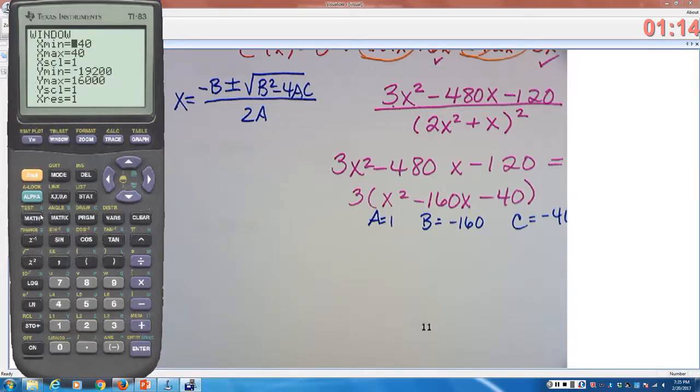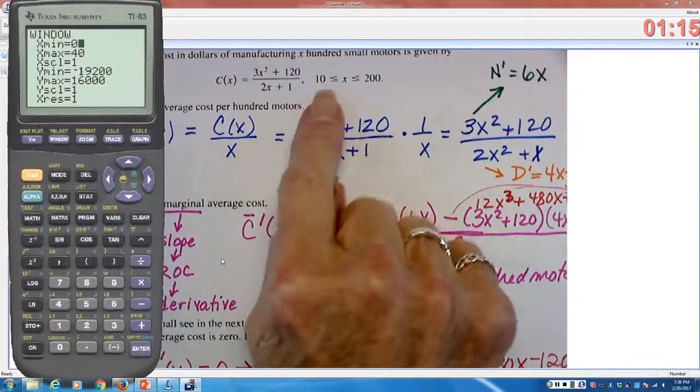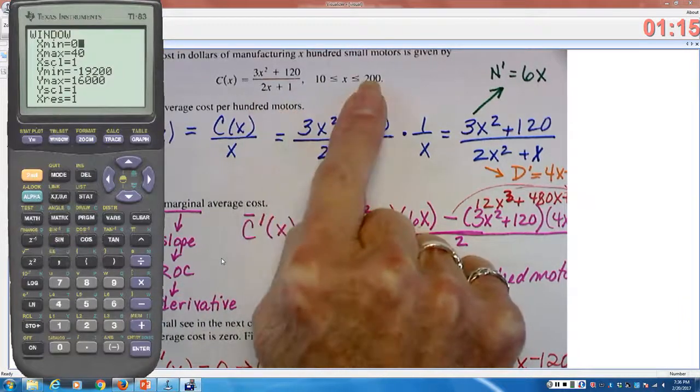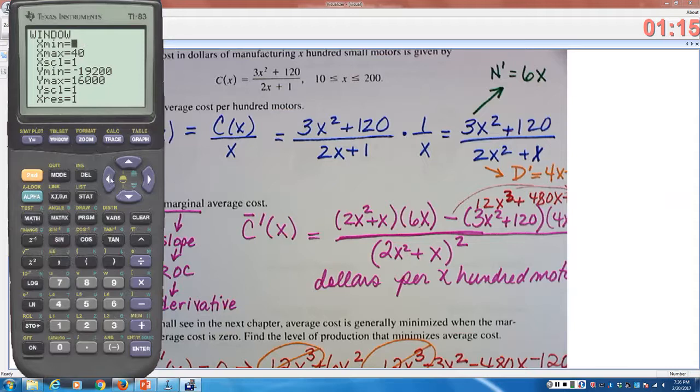And I'm going to go on a window where it's not going to be negative. You can't have negative 100 motors. So we're going to start it at 0. The original problem says this cost function only applies from 10 to 200, so there's no point in looking at anything less than 10. I'm going to let it count by tens, but after I set up the domain it gave me for the problem, I'm going to go zoom and choose fit, which is zoom 0.